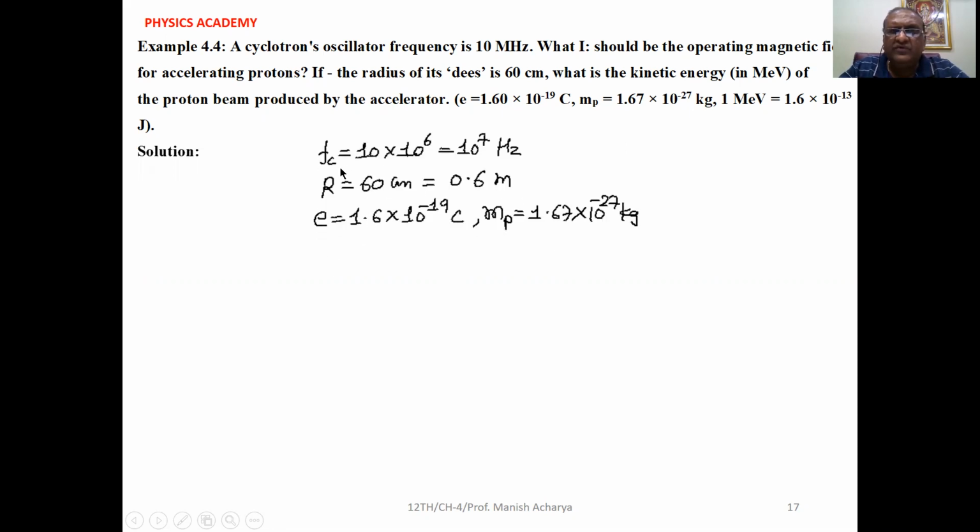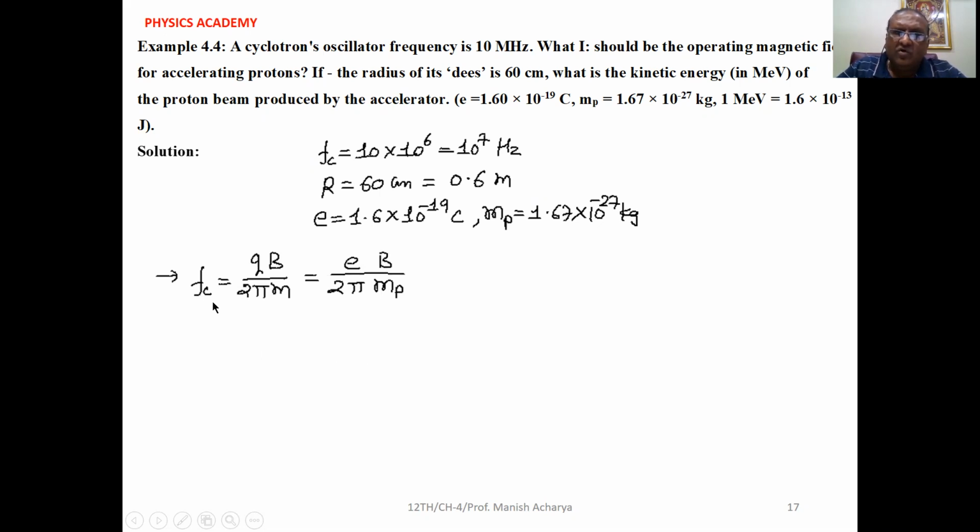Now see, the cyclotron frequency is 10 megahertz, so that is 10 into 10 raised to 6, means 10 raised to 7 hertz. Radius of the dees, that is 60 centimeter. So we can consider it as the maximum radius of the charged particle during its revolution, that is 0.6 meter. Charge of the proton 1.6 into 10 raised to minus 19 coulomb. Mass of proton, that is 1.67 into 10 raised to minus 27 kilogram. Okay.